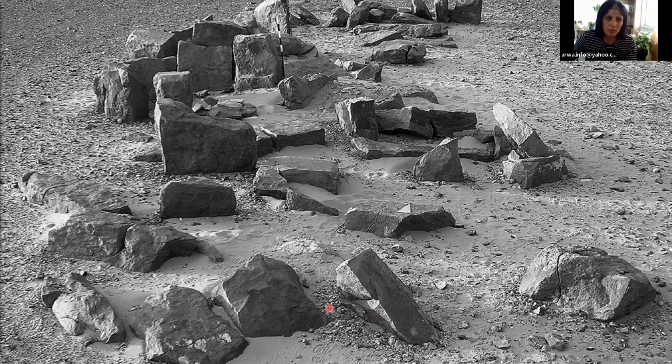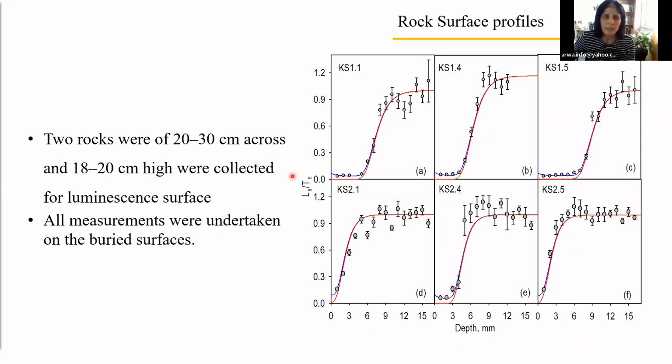I collected two rocks from this wall. We actually took several rocks, but the best two rocks that give a luminescence signal, we used them for dating the line. We took them from the surface. As you can see, part of the rocks are covered in the sediments. So we took the two rocks. We measured only the buried part.